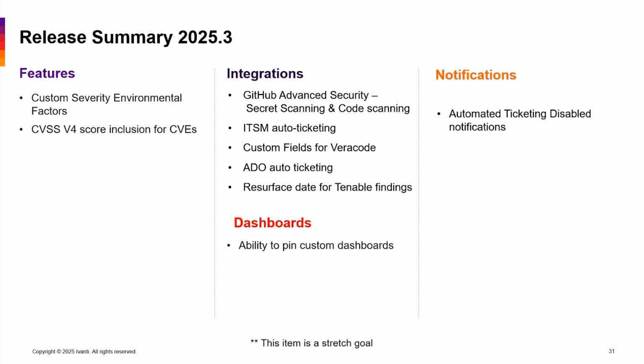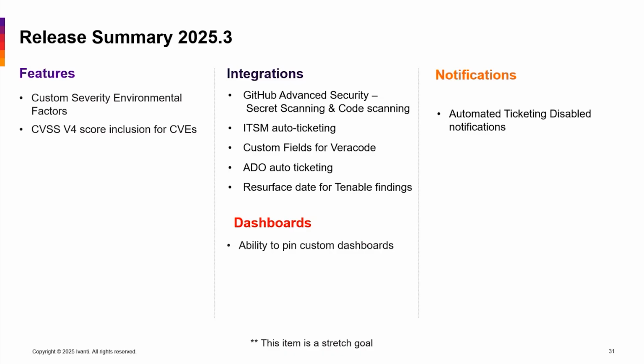So to give you a recap on what was delivered last quarter in Q3, on the integration side, we enabled auto ticketing for our Ivanti ITSM and Azure DevOps connectors. We also delivered a GitHub Advanced Security connector. And also on the features side, we enabled CVSS, the latest version, the V4 score, along with the CVEs that we replaced. And we brought in the ability to configure the severity values based on various factors.